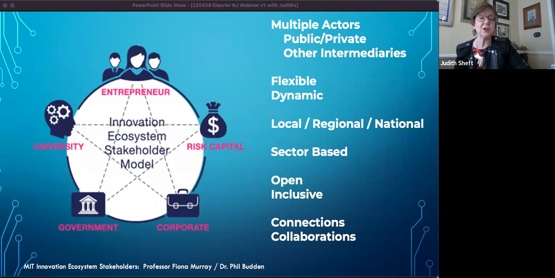It needs to be open and inclusive to involve anybody who wants to participate, from the large corporate players all the way down to the student who's thinking about starting or has just started business opportunities. And you need to be open and willing to share connections and to collaborate. And the kinds of collaboration can be everything from the establishment of formal alliances and coalitions to informal sharing of things.